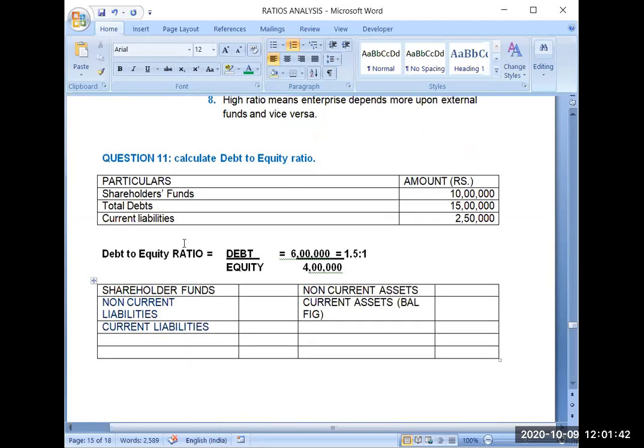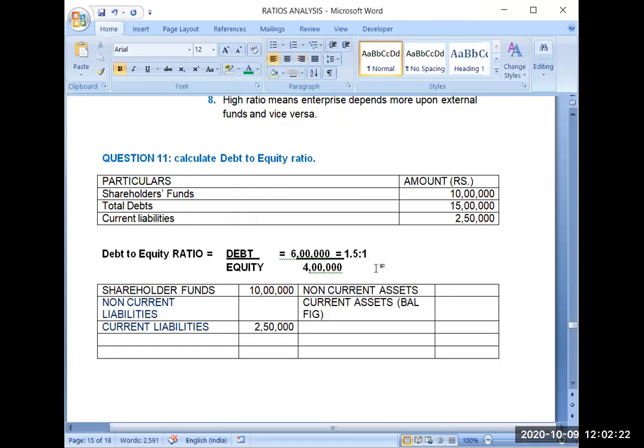We will do a simple question where shareholder fund is given. Shareholder fund is 10 lakh. This balance sheet will help you in solving many questions. Now total debt is given as 15 lakh. You should remember that non-current liabilities plus current liabilities is the amount of total debt. Out of total debt, current liabilities are given as 2,50,000. So if I want to calculate non-current liabilities, which I require in this question, I will calculate total debt minus current liabilities.